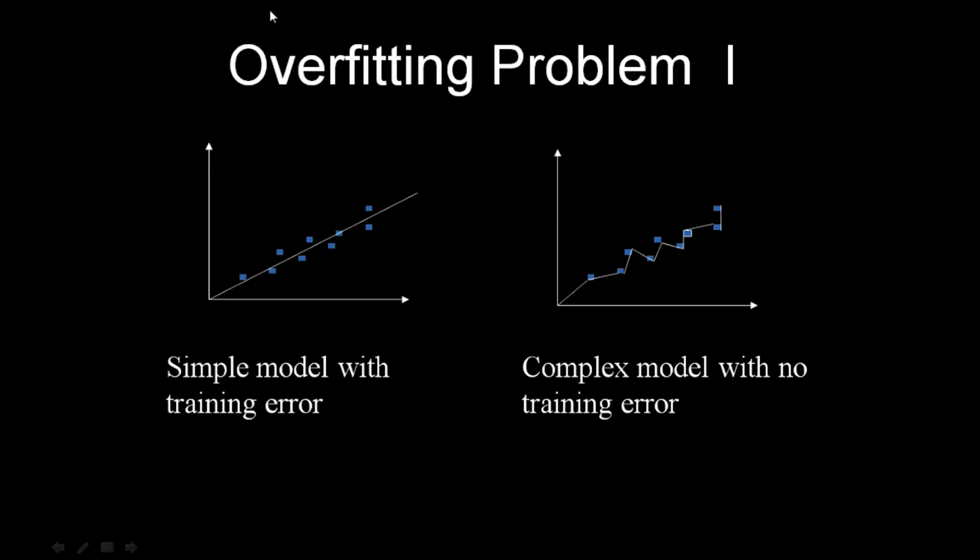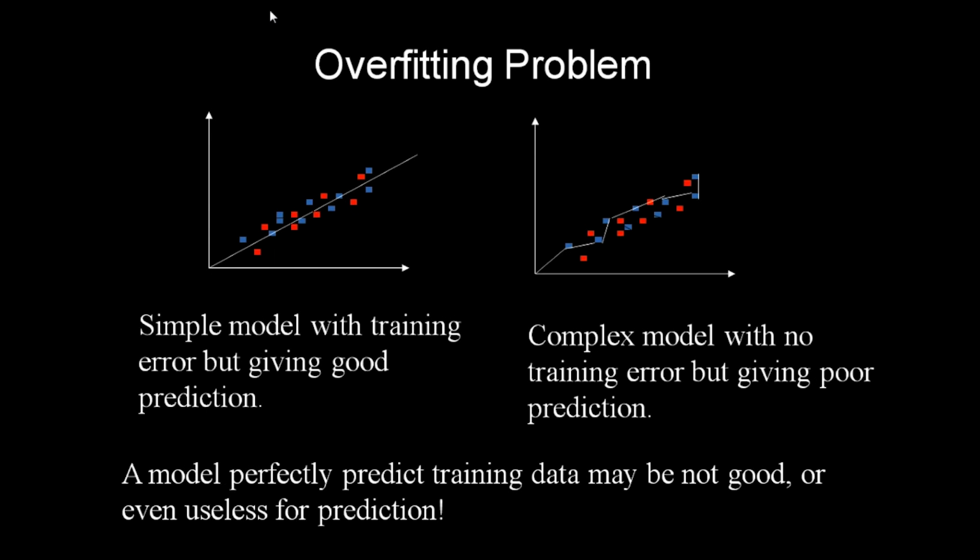So when you try to fit a simple model, it has some training error but gives good prediction. A complex model, very complex, is going up and down trying to fit each and every data point, but it may give a very poor prediction. A model that perfectly predicts training data may not be good or even useless for prediction. Okay, so you have to be very careful about the overfitting problem.